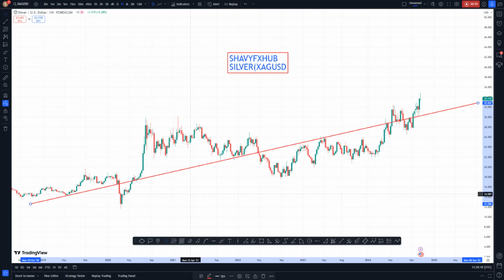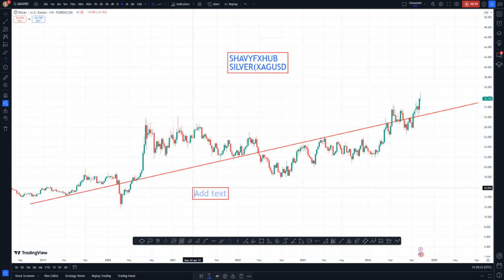So here we're going to look for our demand floor and supply roof. This is an orthodox strategy. It's different from what your educator has told you, but the result is amazing. So you don't have to enter trades with an indicator. At Shavyfx Hub, you don't need any indicator. Supply roof, you don't need any indicator.